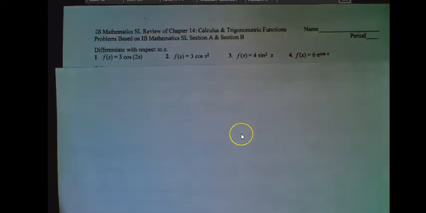All right, going to worksheet A for chapter 14. Going to be looking at numbers 1 to 12. So starting off with differentiating with our trig functions.